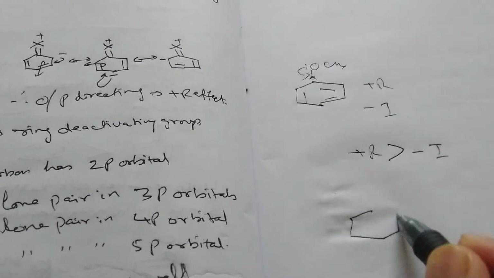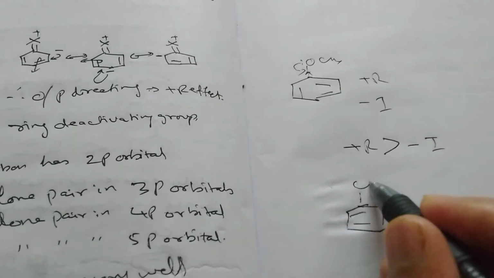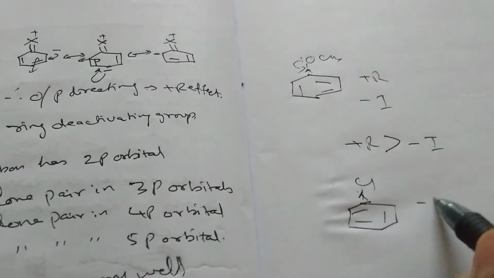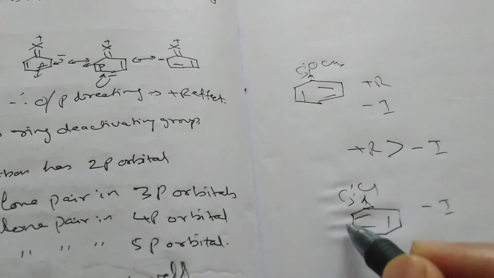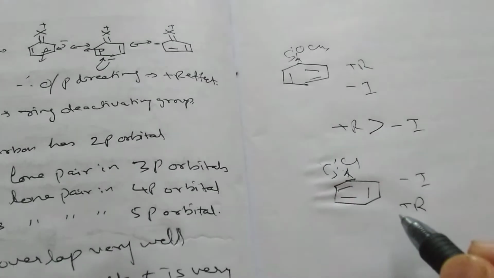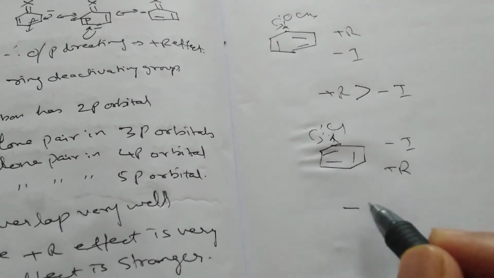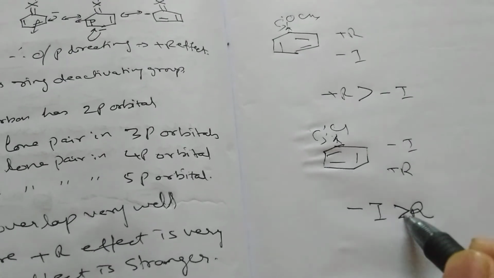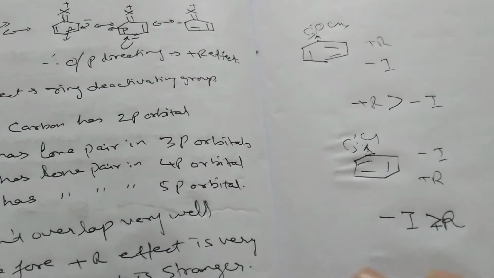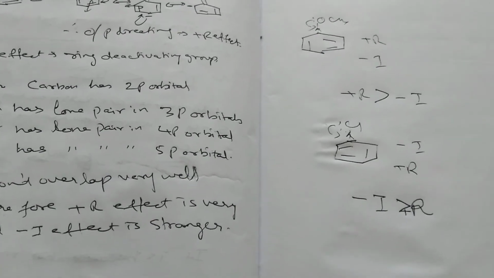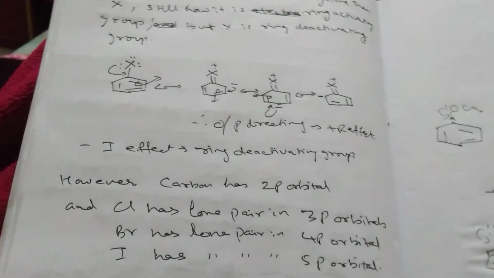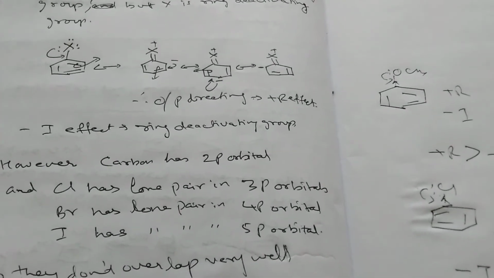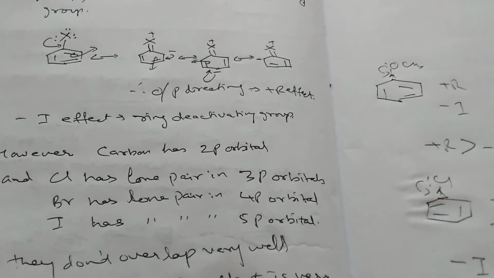But in halogens also, let us talk about chlorobenzene. Here also it withdraws electrons by minus I, and it pumps electrons through plus R. But it is a ring deactivating system. That means here minus I is much stronger than plus R. And because of plus R it is ortho-para directing, but minus I is stronger. Why? You can say, okay, because maybe halogens are more electronegative. No. Oxygen is more electronegative than all the halogens except fluorine.